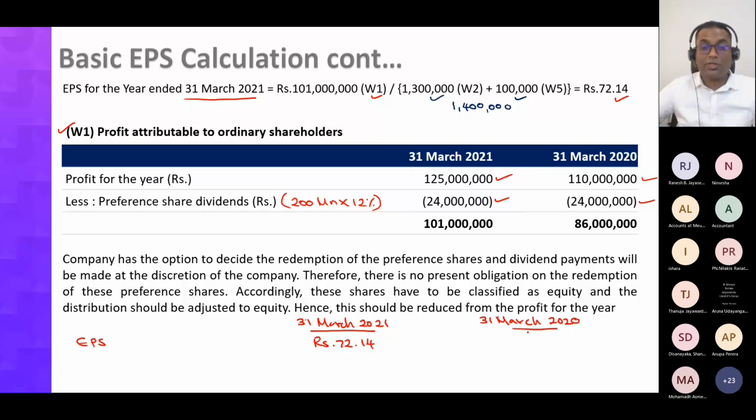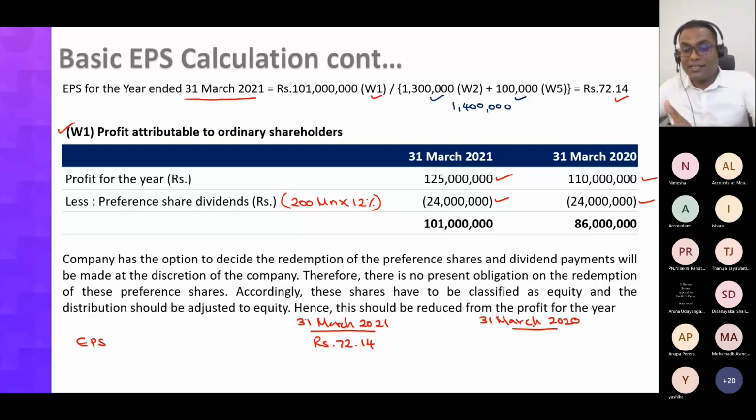I have to show the comparative EPS. What is the already recorded EPS? Let's assume I was at the last year, 31st March 2020. At that time, when I was preparing the financial statements, what would have been the EPS recorded? My profit attributable to ordinary shareholders, I know, is 86 million.